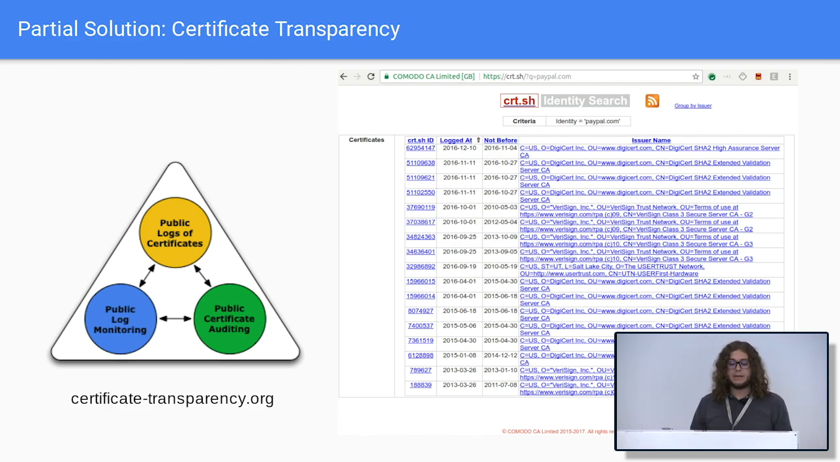The goal is to have any issuance occur in at least one public log, and then have browsers check for proof that certificates are in at least one public log before accepting a certificate, and otherwise reject the certificate and drop the connection. The logs are cryptographically verified, and they are append only, so there can be no tampering. That is, a certificate cannot be included and then removed from the log without breaking the integrity of the log. The example here is what certificate transparency logs know about PayPal.com certificates. So you can see all certificates that have been issued for PayPal.com.